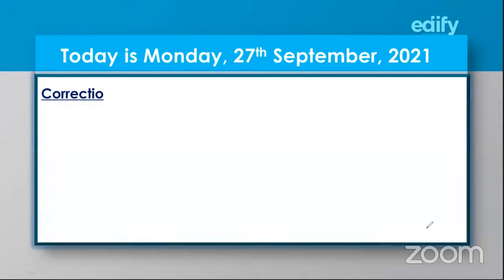It is also important for me to write here P5. For those of you who are just joining, this is primary 5. So let's go through what we learned last time through the correction.